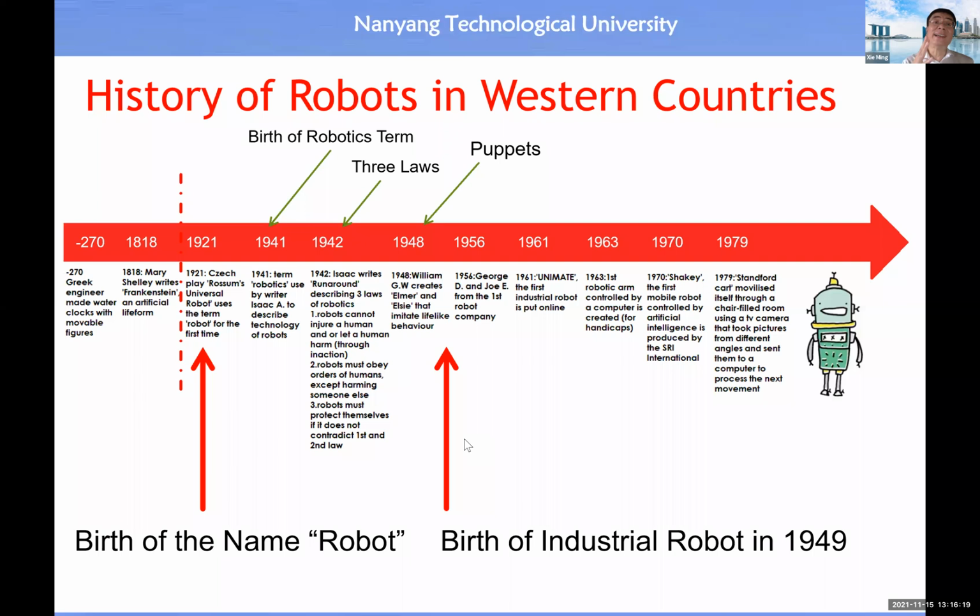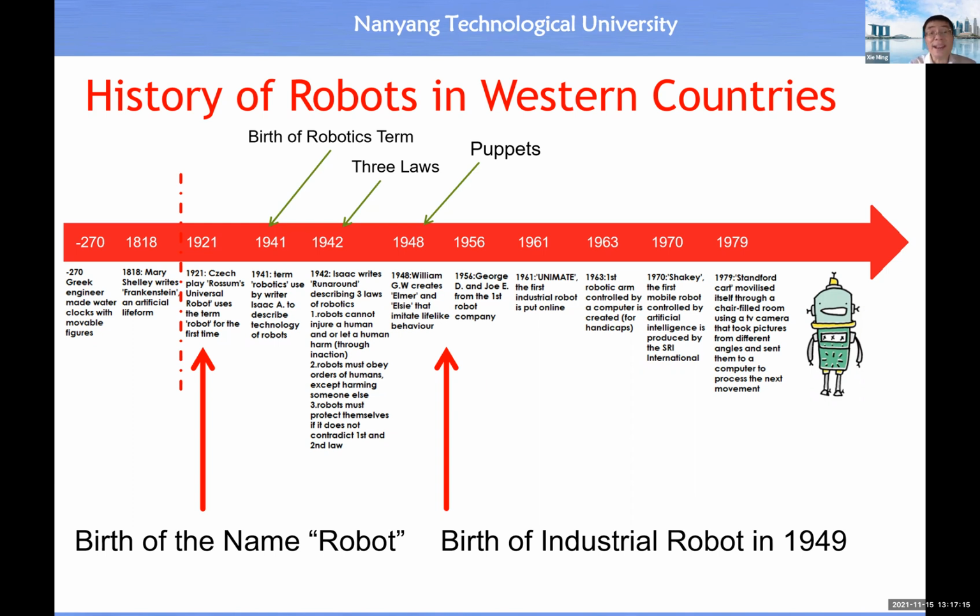And actually, the acceleration for the development of a robot occurs in the last century because of these three important events. The first event is the birth of the name robot, which occurs in year 1921. The second event was the birth of a robotic term, which occurred in 1941. The third event was the birth of industrial robot, which occurred around the year 1949, because in year 1949, there is a demonstration of a teleoperated robot.